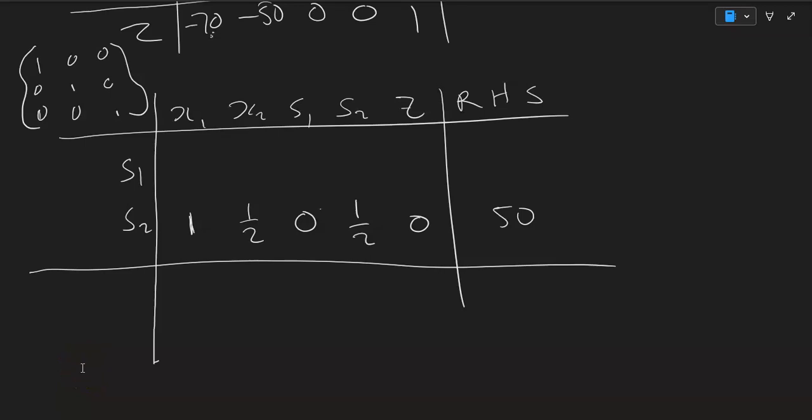Welcome to our third session on the simplex method of solving linear programming problems. Okay, last class we looked at the tableau. We drew the tableau and we filled in the values in the tableau.